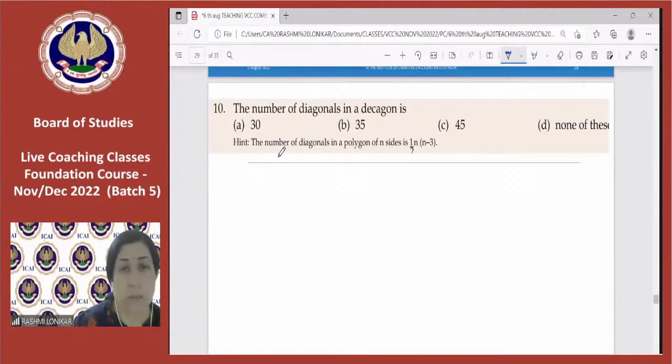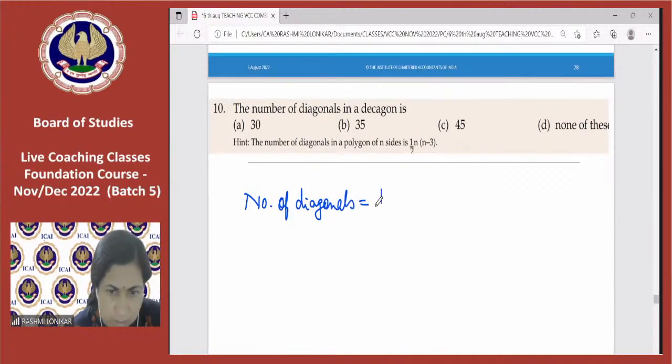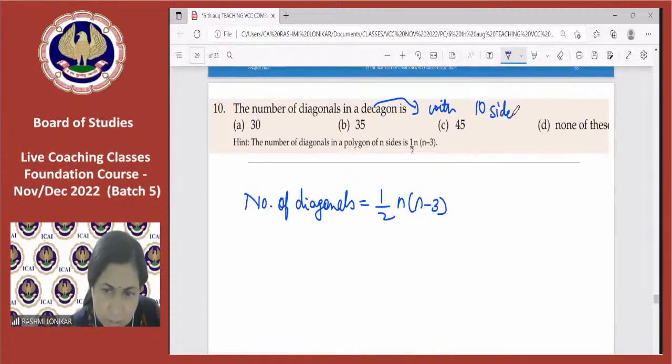Yes, this 10th sum, they have already given us the formula. The number of diagonals in the decagon. They have given that the number of diagonals in a polygon of n sides is, so number of diagonals is equal to 1/2 n into n minus 3. What is a decagon? A decagon is with 10 sides. Okay. It is with 10 sides.